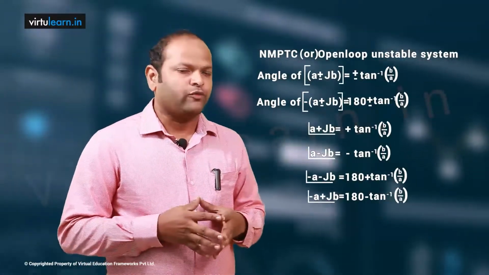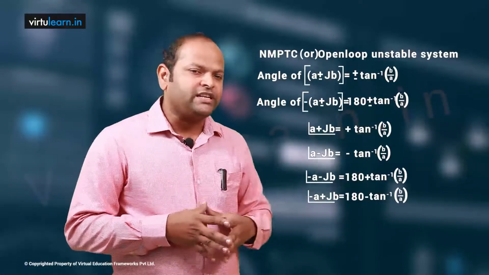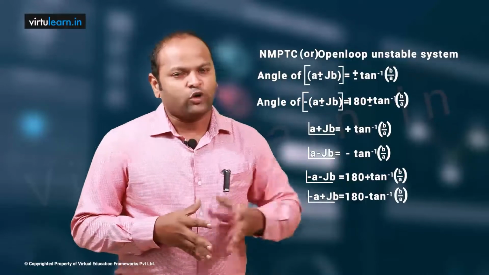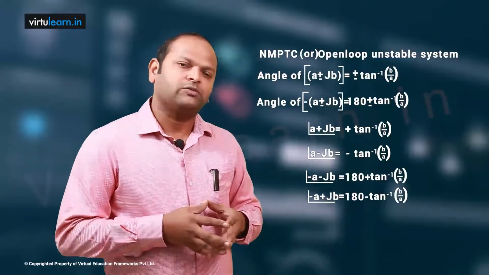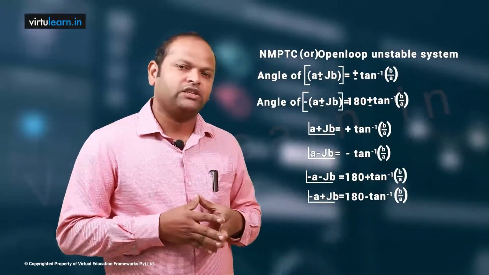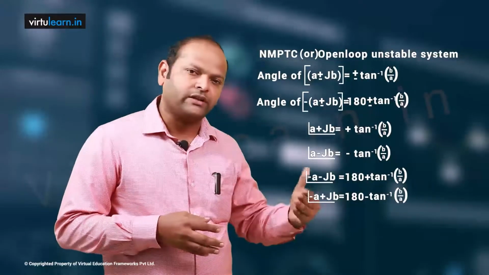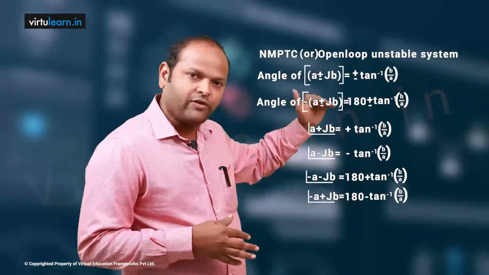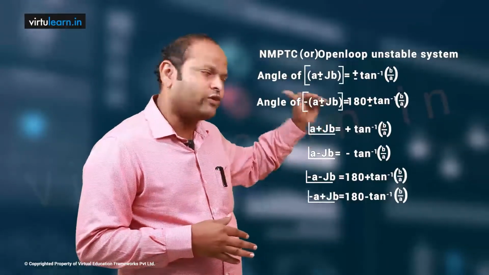What are the steps to be followed? There is only a change in the phase angle expression; the remaining steps are the same. Whenever the open loop transfer function is given, substitute s equal to j omega, get GH of j omega, and write the magnitude and phase angle expressions. While writing the phase angle expression, we have to take care of the previous formulas.